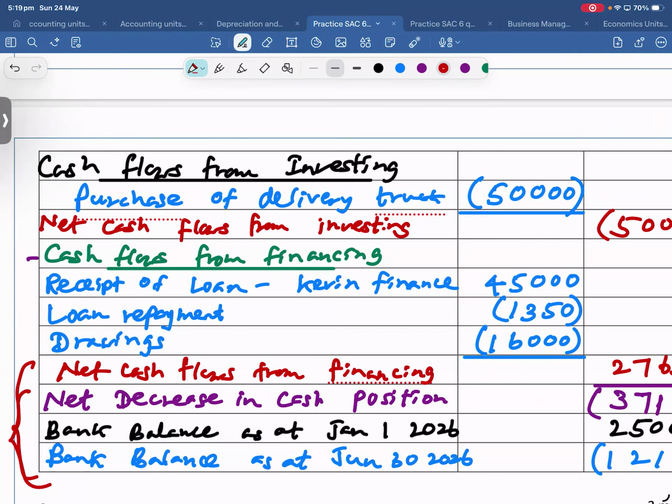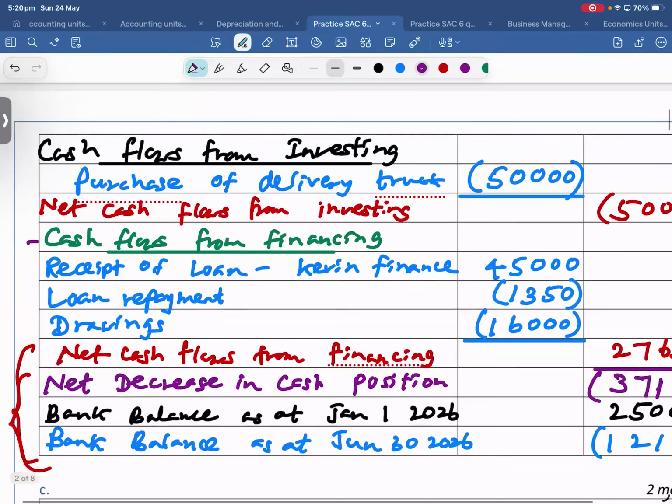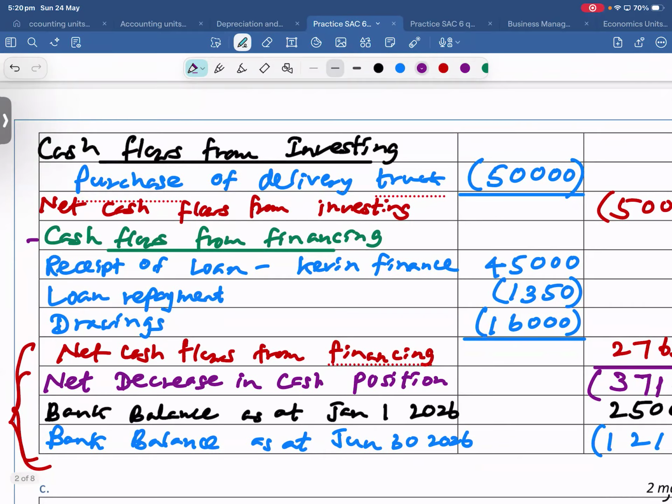Okay, guys. Next one. Owner withdrew 18,000, including 2,000 of inventory. Where do you report it? Financing outflow. How much? 16,000, right? Why not inventory? Non-cash. So then drawings is only 16,000.